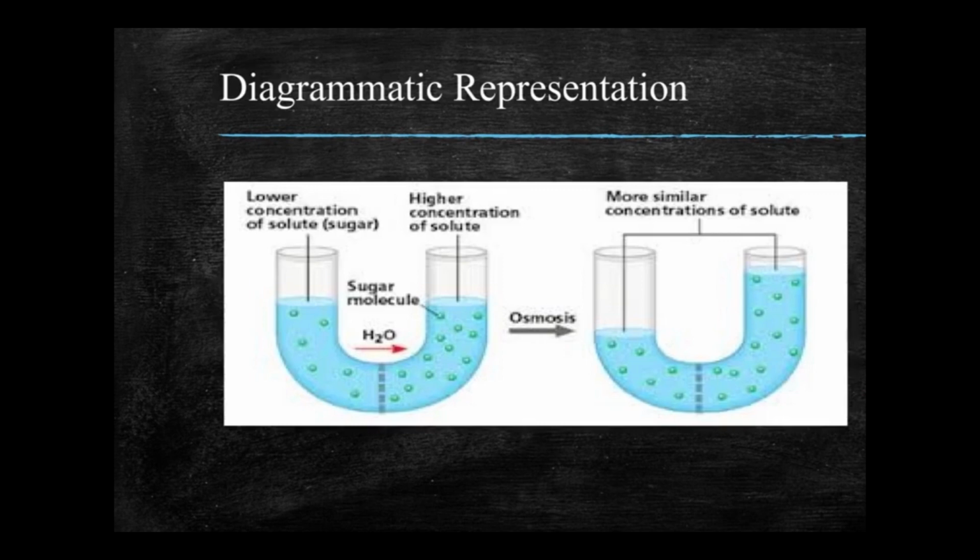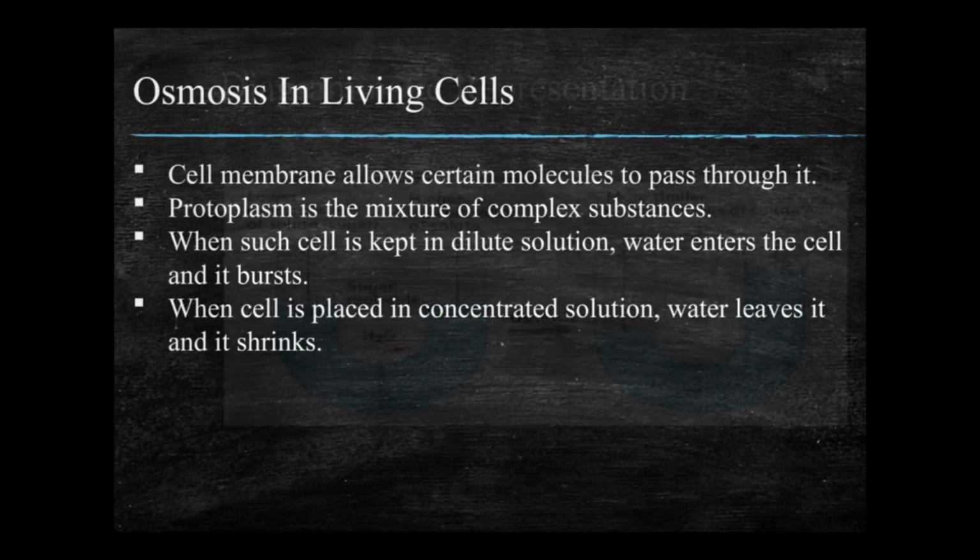Now here, you can see the water level is rising. As the water moved to that region, there is now almost similar concentration of sugar molecules as there was in this diagram. But here, water molecules have become less in concentration in this region, and the other region has a higher concentration of water molecules. How does osmosis occur in living cells?